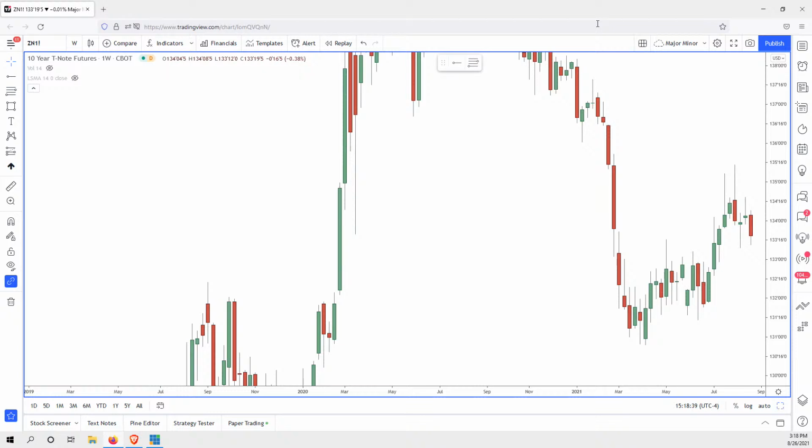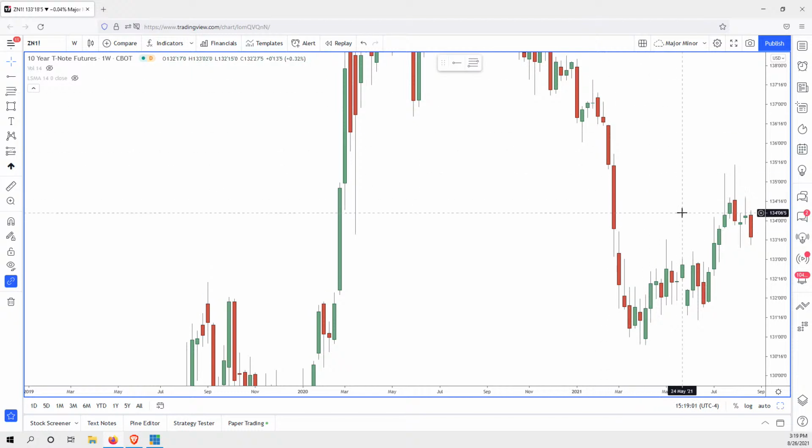Now, how low will they go? There's no way to know. But if they take out this support right here, which they're trying to, then we may get a more decisive move in the market. Why? Because that will tell us that interest rates are going higher, because the yields are inverse to the bond prices. So you need to pay attention to this, right?